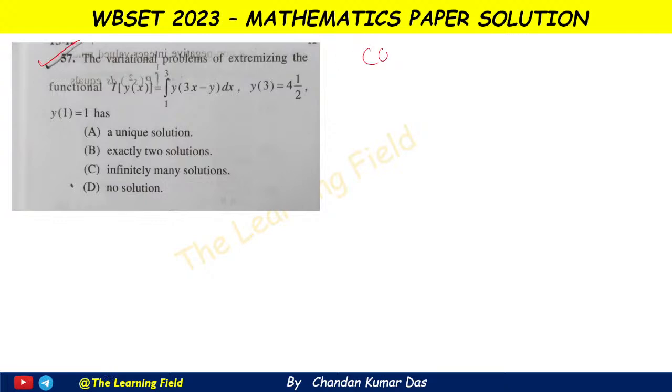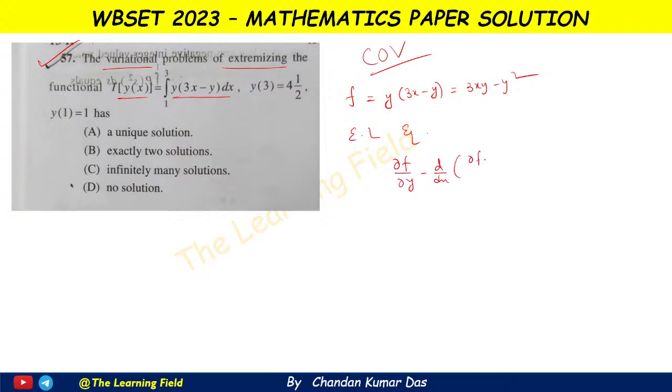Calculus of variation. You all know that calculus of variation. So this is a very easy question. So it says that the variational problem of extremizing the functional I equal to this one, y into 3x minus y. So we write f equal to y into 3x minus y, that means 3xy minus y square. Now we write the Euler-Lagrange equation. What? The Euler-Lagrange equation is del f del y minus d/dx of del f del y dash, this is equal to 0.